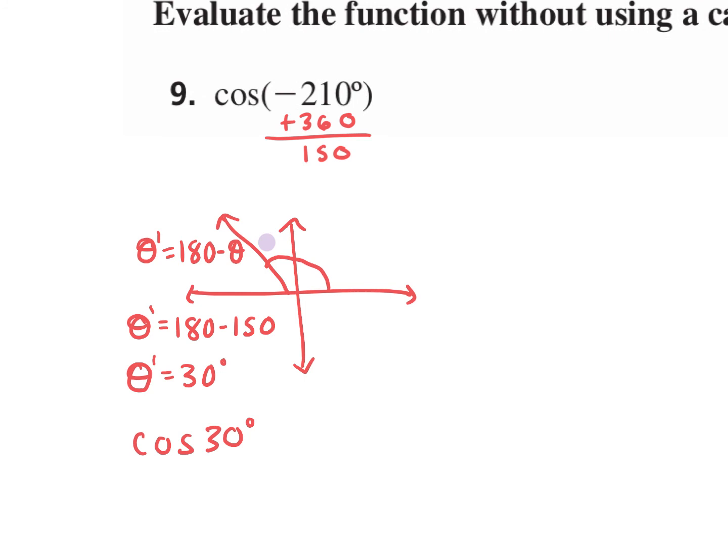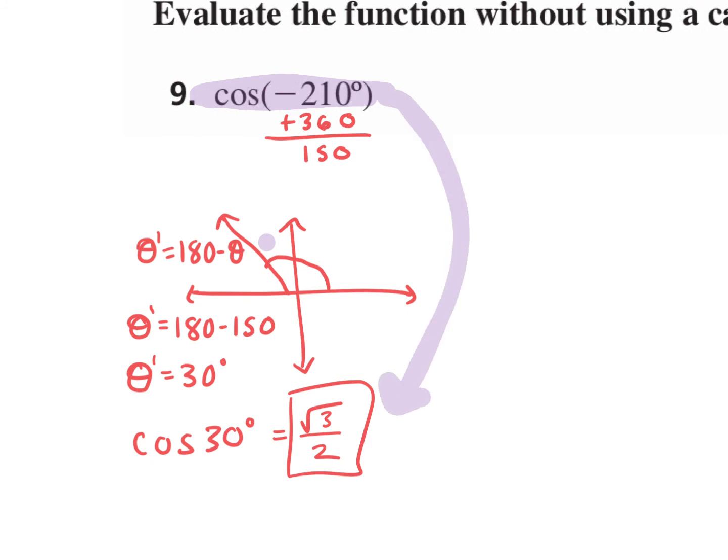So go back to that chart. What's the cosine of 30 degrees? So that is our answer. Again, just like I said before, you could put this into your calculator, but when you put cosine of negative 210 in the calculator, it's not going to give you square root 3 over 2. It'll give you some decimal version of it. I need to see all your work, so don't just put it in the calculator.